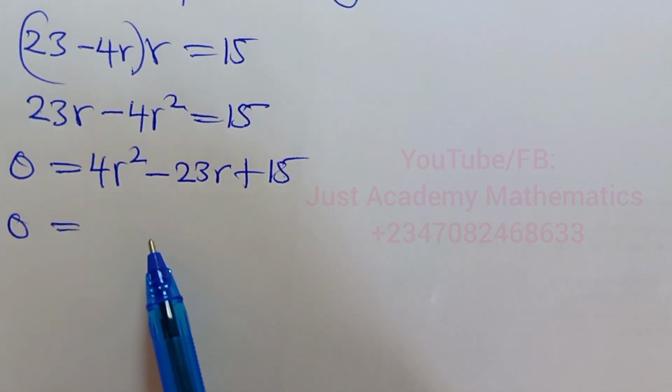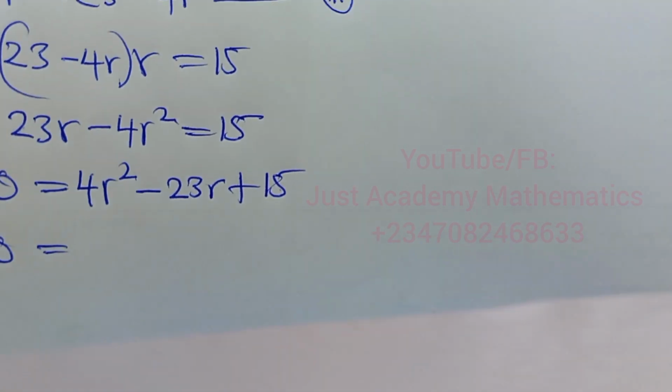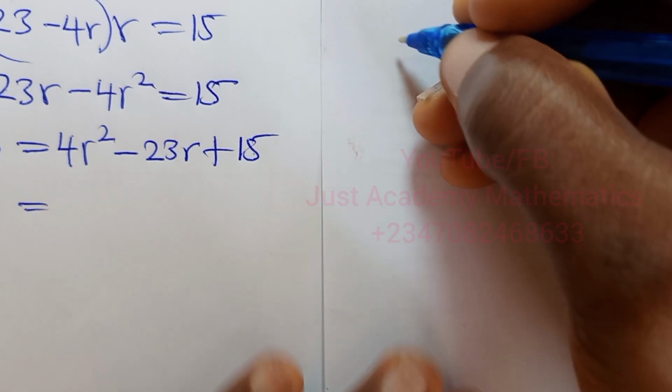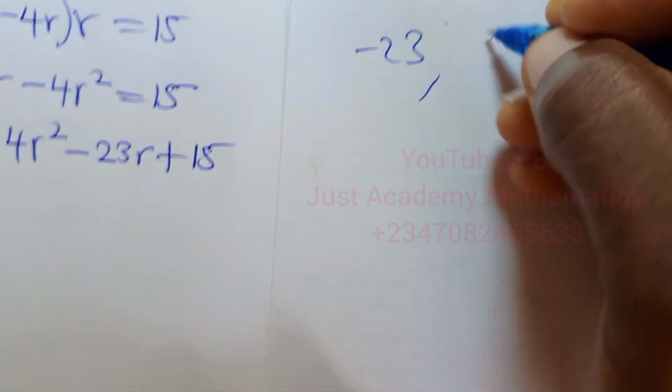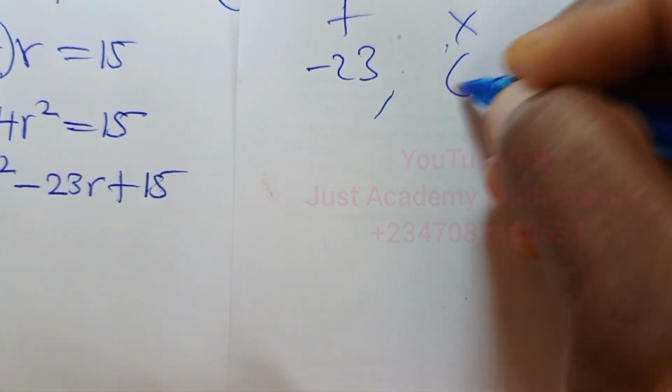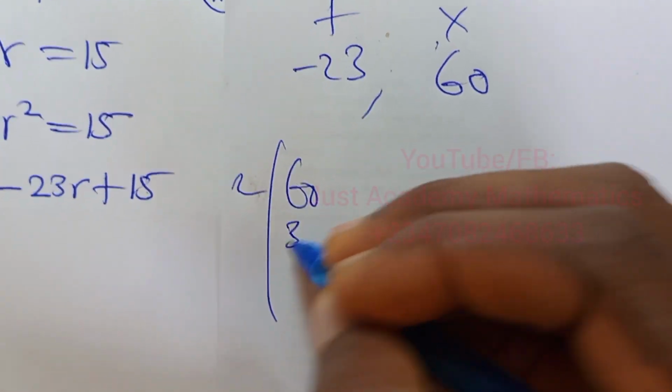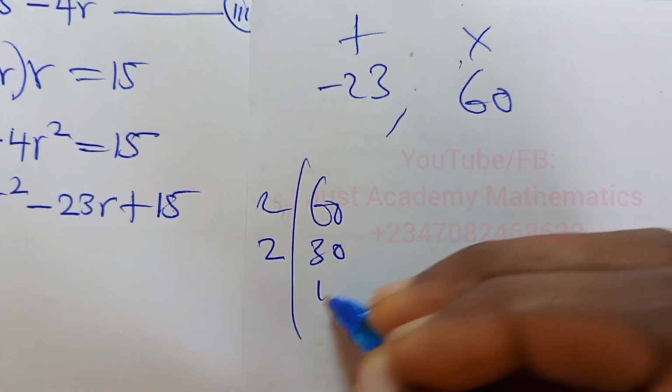We can check it on a rough sheet. I always tell my students to do it this way. For minus 23 and 60, we are looking for numbers that add to give us minus 23 and multiply to give us 60. Find the factors of 60. 2 goes into 60, 30. 2 goes into 30, 15.